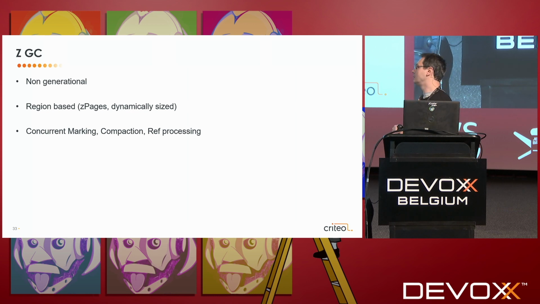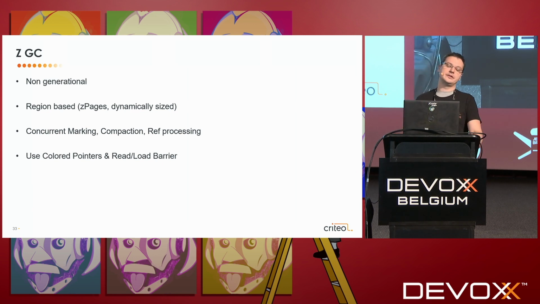So ZGC is doing concurrent marking, concurrent compaction, but also concurrent reference processing. Reference processing is for weak, phantom, finalizer, and soft references. Usually the classic GC does this under a stop-the-world phase. Here ZGC is doing this concurrently.